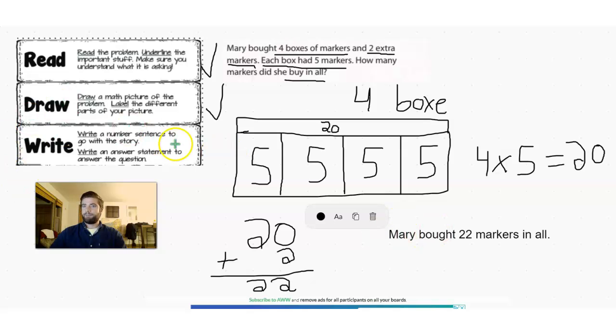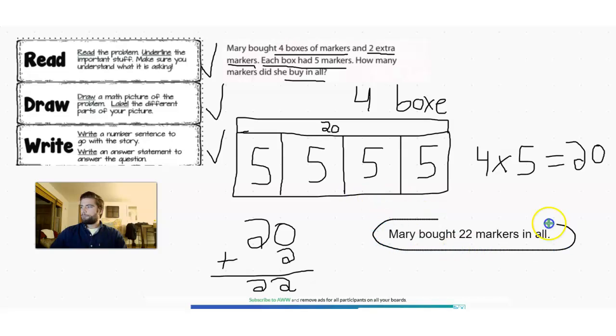And like last time, let's check it off when we finish it. And circle our answer. Now that wasn't too bad. Let's try one more together.